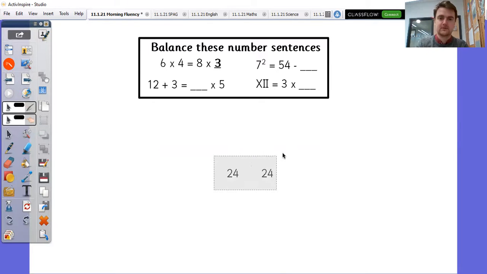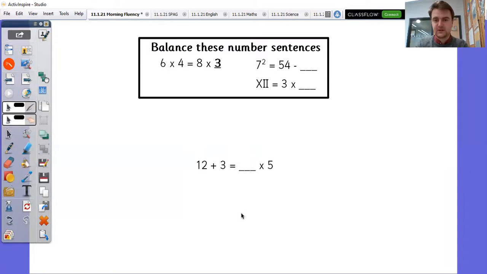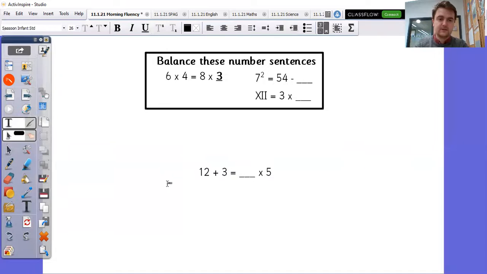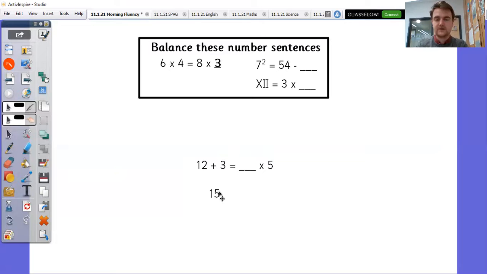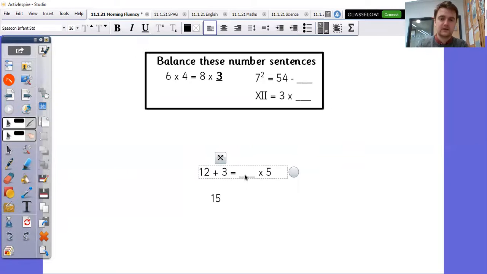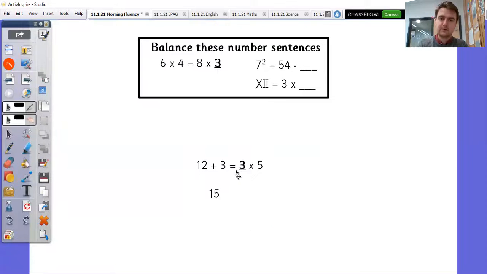Now, if I look at the next one, I haven't got 2 multiplication sums this time. I've got 1 addition and 1 multiplication. 12 and 3 is 15. So I need the other side to equal 15 as well. Something times 5 is 15. Hopefully you guys would know that, but if you're not sure, you can count up in fives until you reach 15. 5, 10, 15. 3 lots of 5 again gives you 15. So they're both 15 on either side.